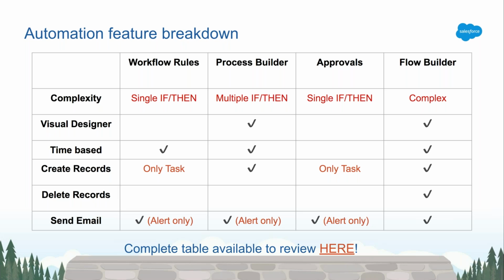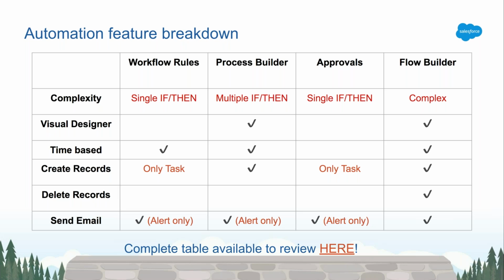Workflow rules can only create tasks. So tasks are not an actual object record. It's much simpler. So if you need a rule that would actually create a specific record because the rule ran, then you would want to use the Process Builder.